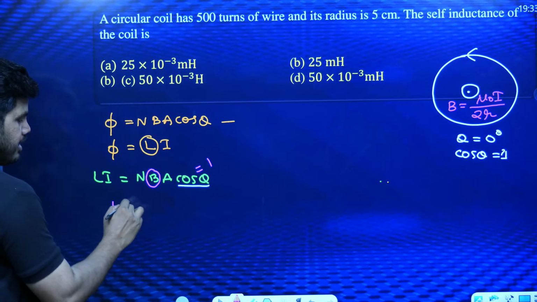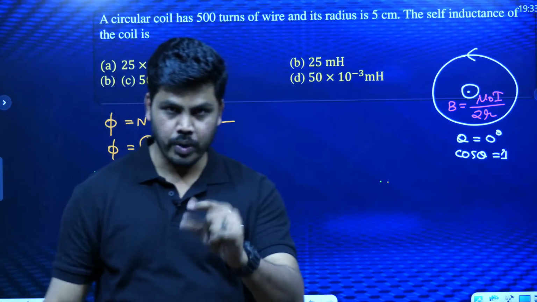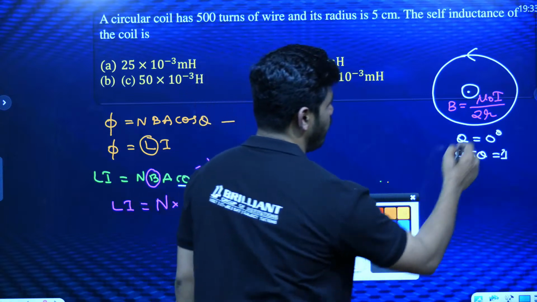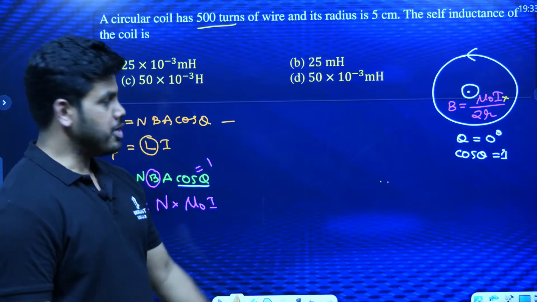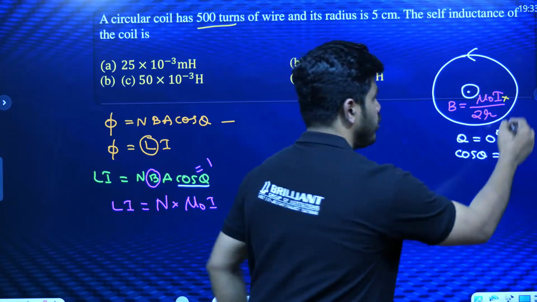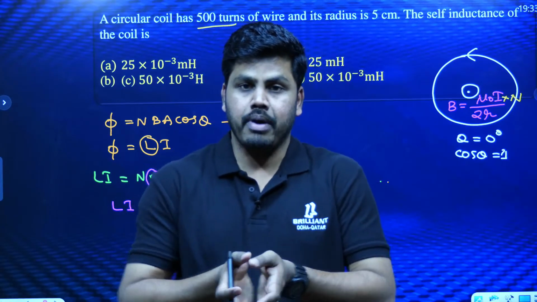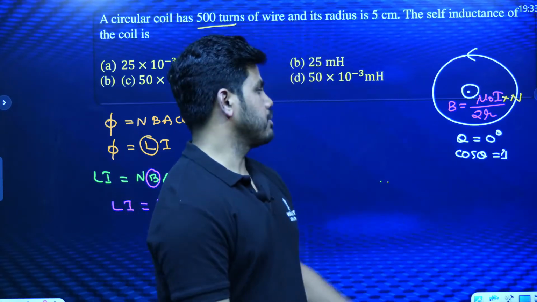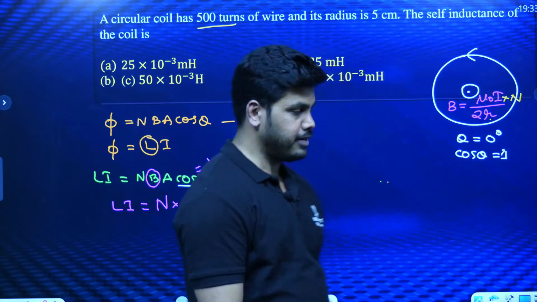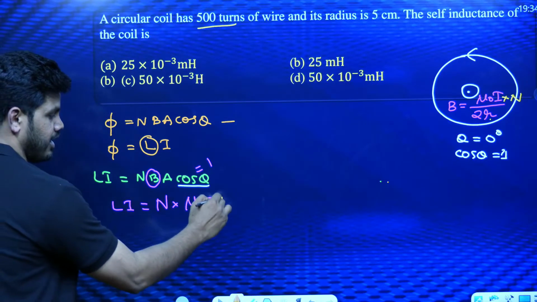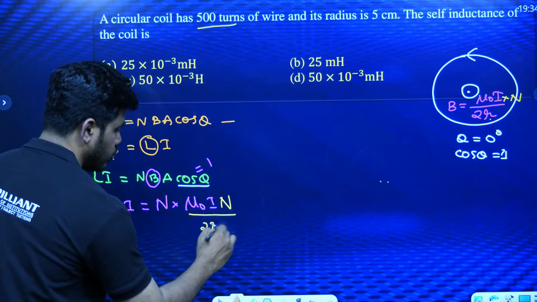See, LI is going to be equal to N into mu naught I. Wait, we have to be careful. See how many loops of wire are there? You're given 500 turns. So if you have 500 turns of wire, you have to multiply this with the number of turns also, right? Not only for the flux. The magnetic field produced by a circular loop is also proportional to the number of turns. So each turn produces mu naught I by 2R. So if you have N number of turns, multiply with N. Done. So N into mu naught I, there is one more N also, because that is coming from this, mu naught I N by 2R into what?